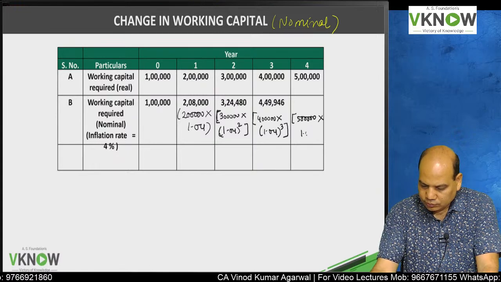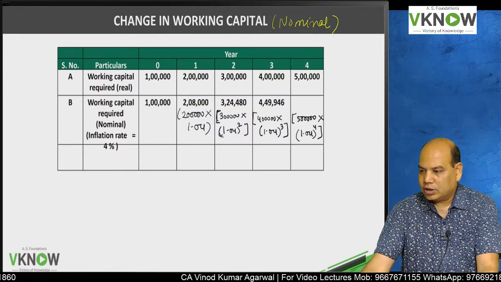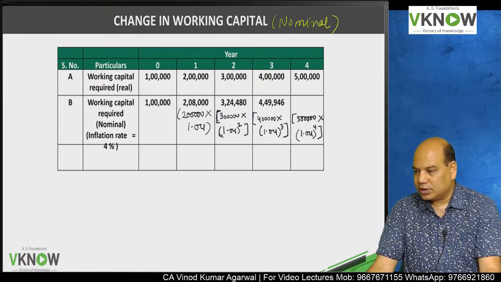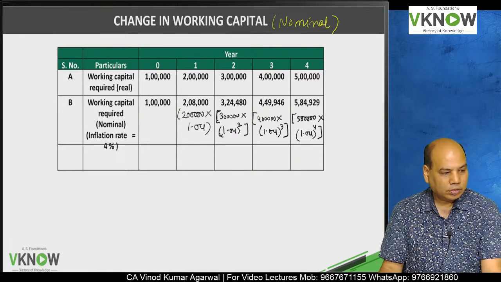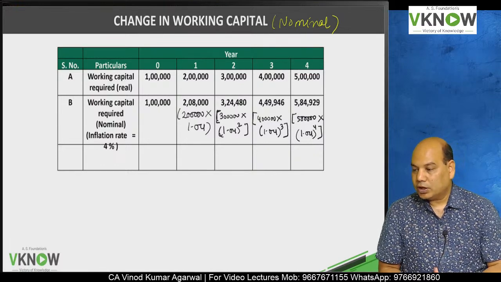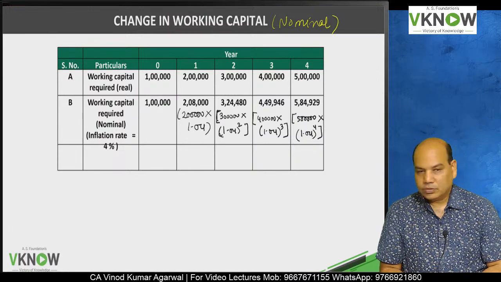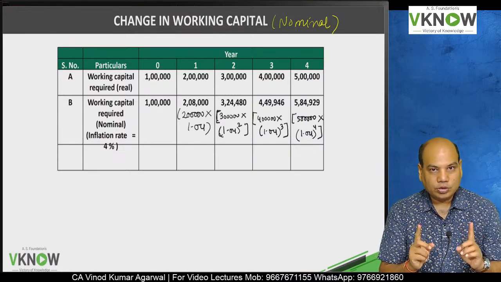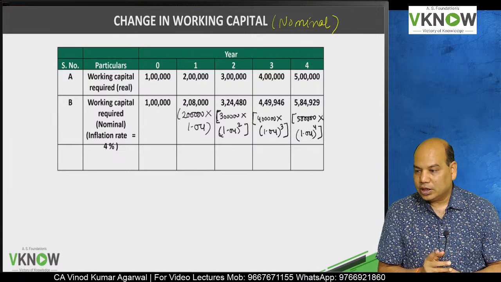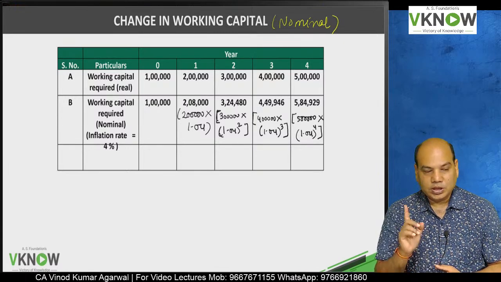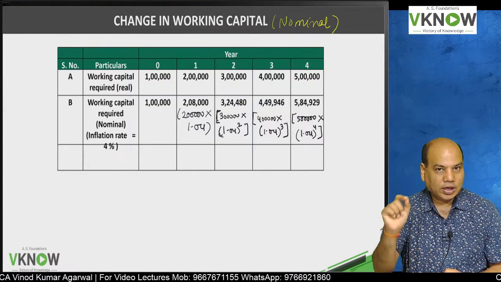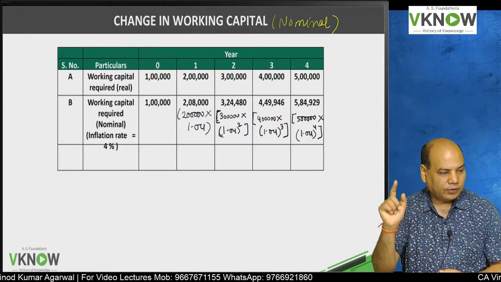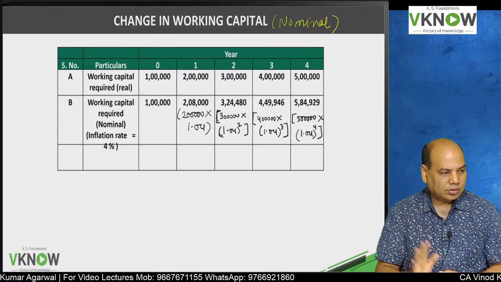into 1.04 to the power 4. Working capital is subject to 4% inflation. Answer please. What is the answer? 584,929. If you want to write calculation, you can write, so that later on you have no confusion. Please, if you think you will have doubt in future, write the calculation. If you are sure, please go ahead.